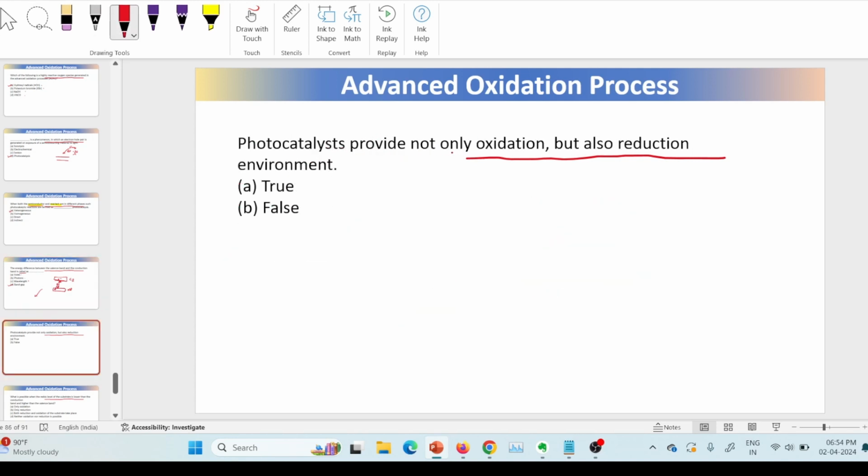Photocatalysts provide not only oxidation but also a reduction environment. Correct, true. So photocatalysts not only do oxidation, they also help in reduction.